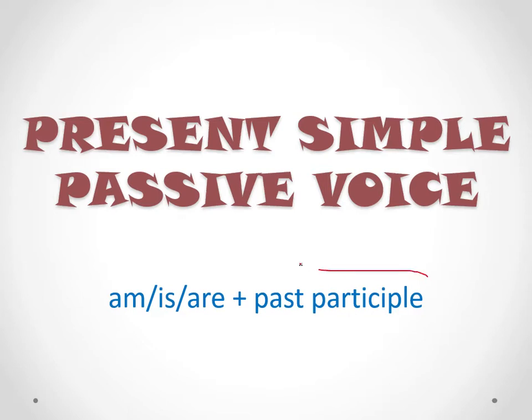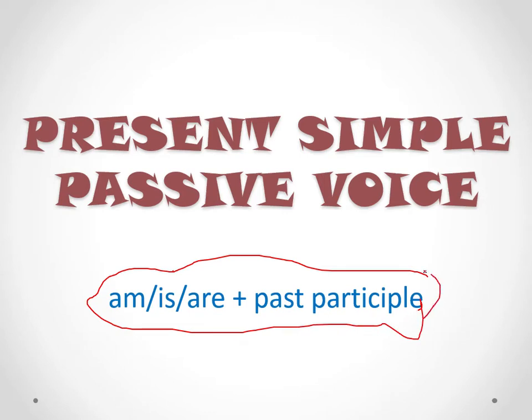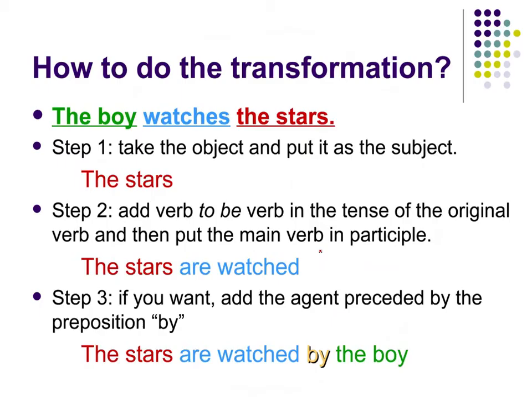This is what we call the form or the main rule: am, is, are plus past participle, or as we said before, the verb to be. How to do the transformation?